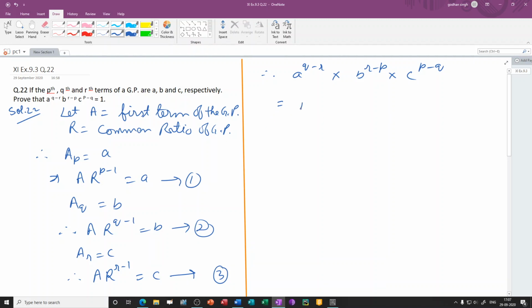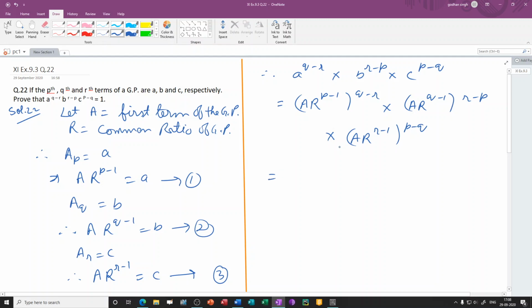value of that, that is capital A into capital R raised to p minus 1, and over that we'll put the power of q minus r into b. What is small b? Capital A R raised to q minus 1, and what is the power? R minus p multiplied by c raised to p minus q. What is our small c? Capital A R raised to small r minus 1, and the whole power is p minus q.